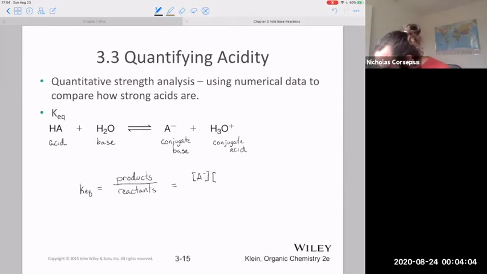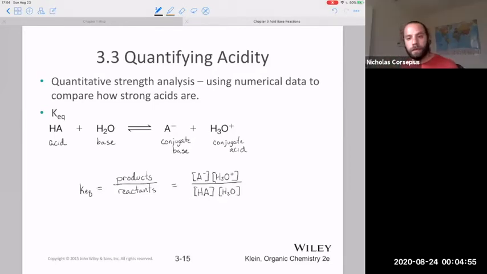Okay, and then times the other product here, that hydronium ion. My reactants in this case are the acid, and again this is the generic form, HA, and water. So this is the equation for the equilibrium constant for this reaction. Notice that if Keq is less than 1, that's a reaction that favors the reactants, this side of the chemical equation, because this number is going to be less than 1. That means my denominator is going to be bigger than my numerator.